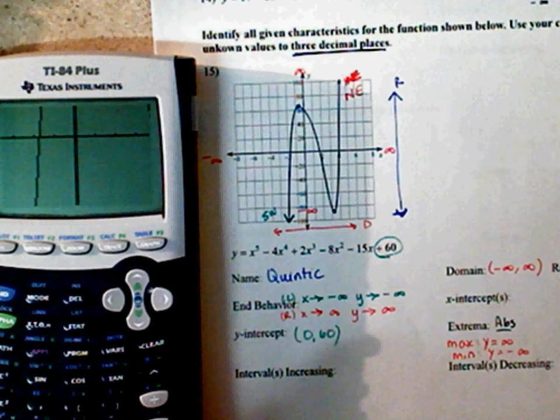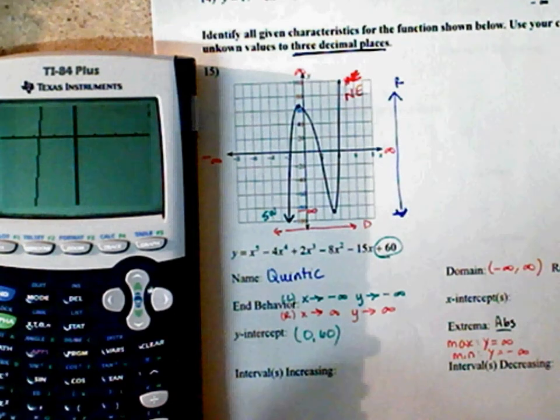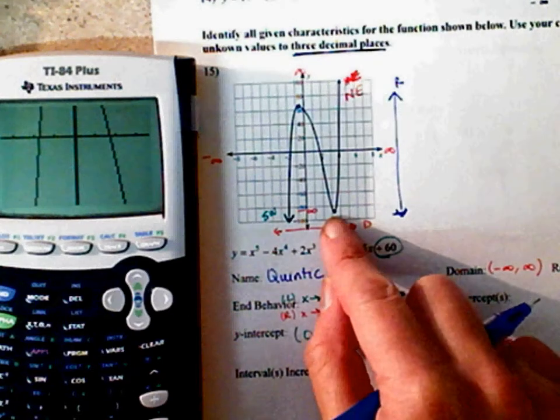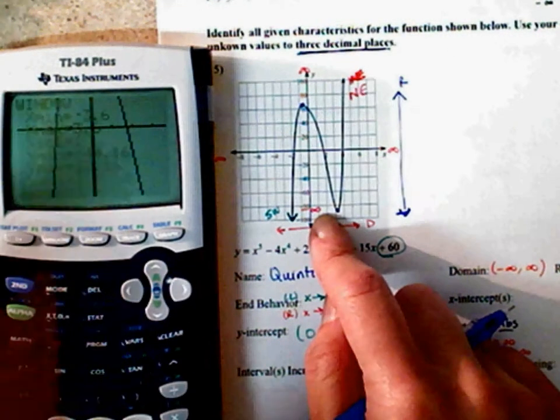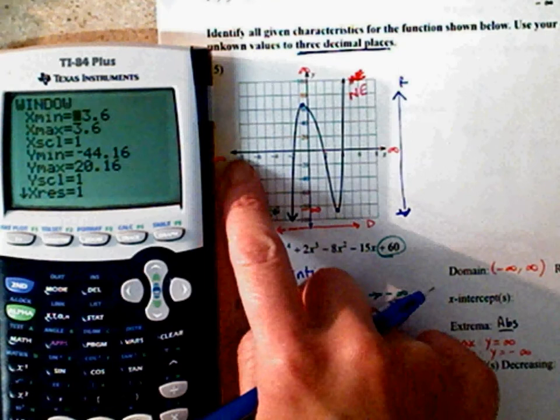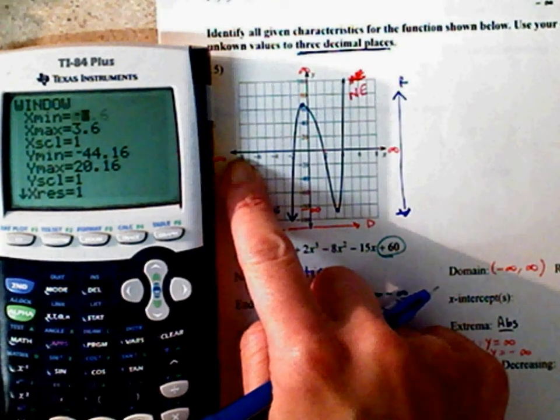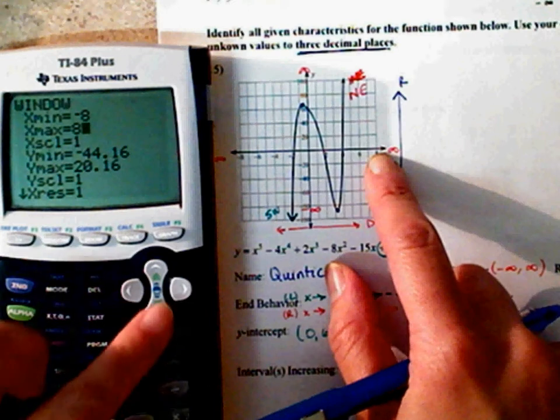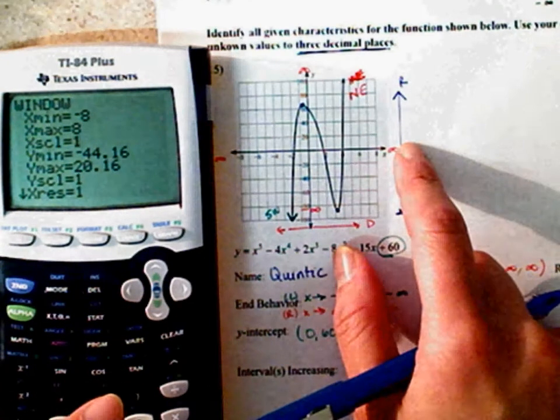Notice, this graph looks nothing like the one I have. So, in order for you to make it look like this, use this graph to help you. Go to your window. What is your lowest X value? Negative 8. What's your highest? 8. Your scale, I'm going to go 1, 2, 3, 4, 5. Notice they went 1, 2, 3, 4, 5 as well.